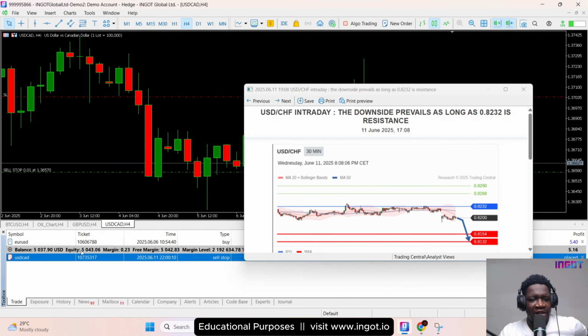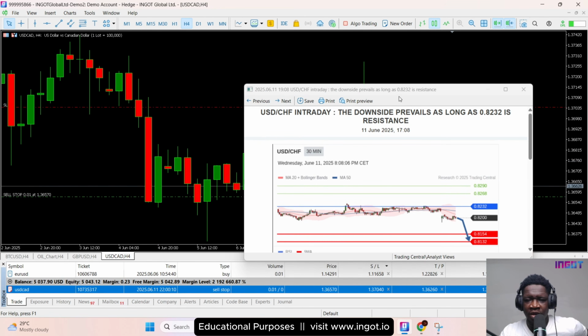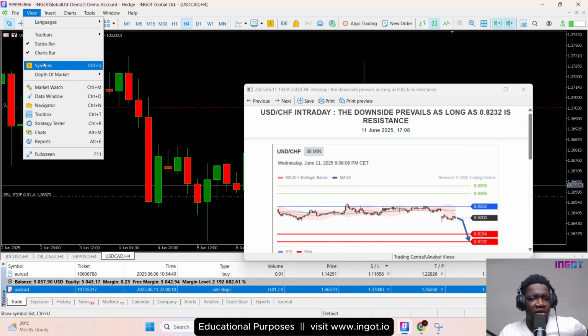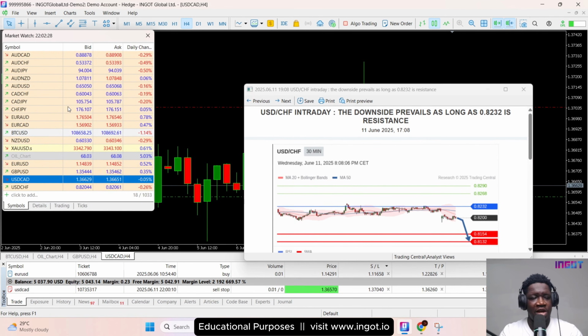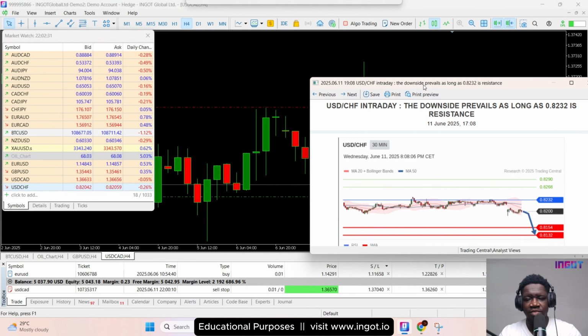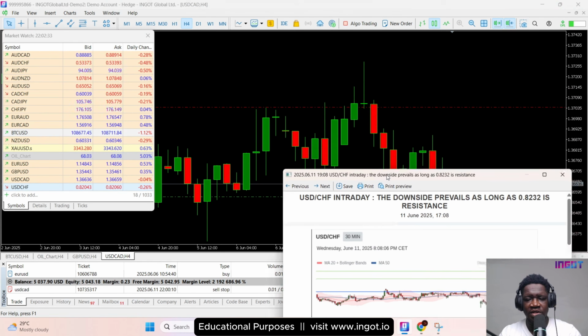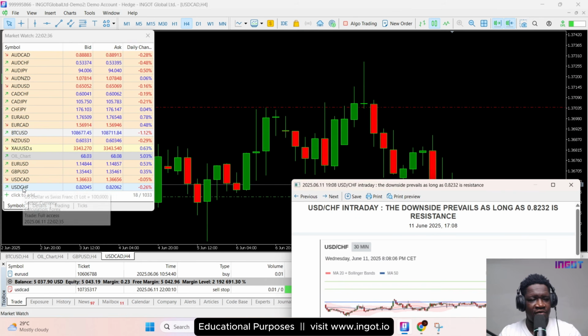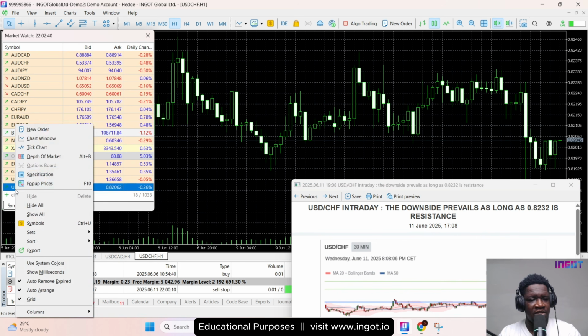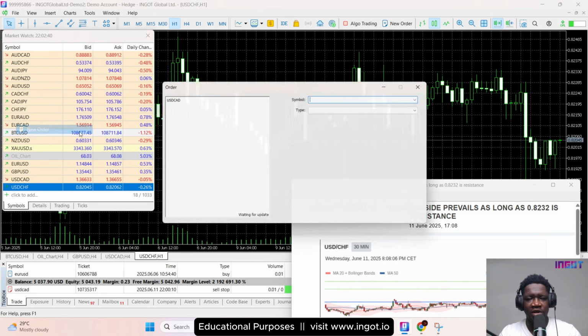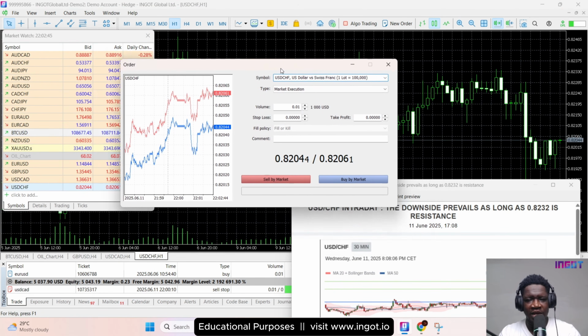Let's now look out for which signal we want to trade. We want to trade USD CHF. So you come back up here, view, then you select USD CHF. This is it. Okay, so you come a bit closer to this point. This USD CHF chart window. Then you go to new order.